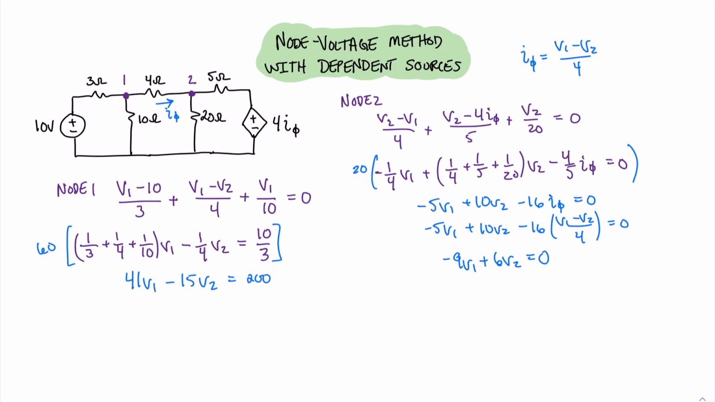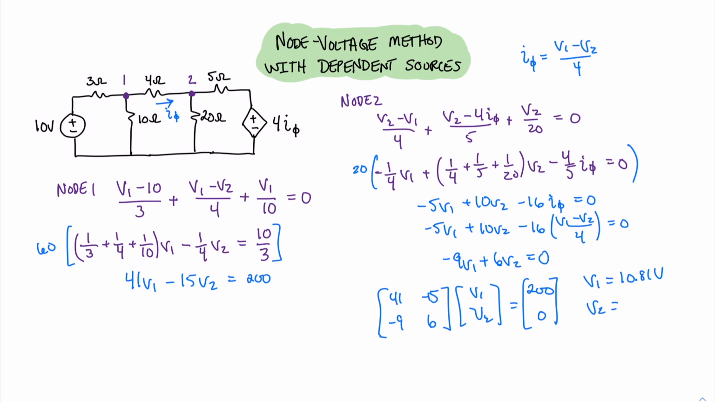We can put those into a matrix operation and use something like MATLAB to solve for the values of V1 and V2. Doing the matrix, we get [41, -15; -9, 6] times [V1; V2] equal to [200; 0]. Solving that, we get V1 equals 10.81 volts and V2 equals 16.22 volts. And those are our final answers for this particular problem.